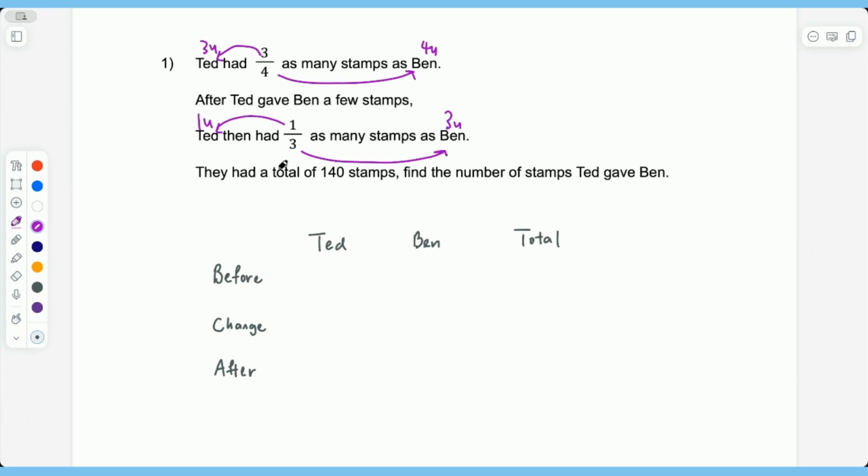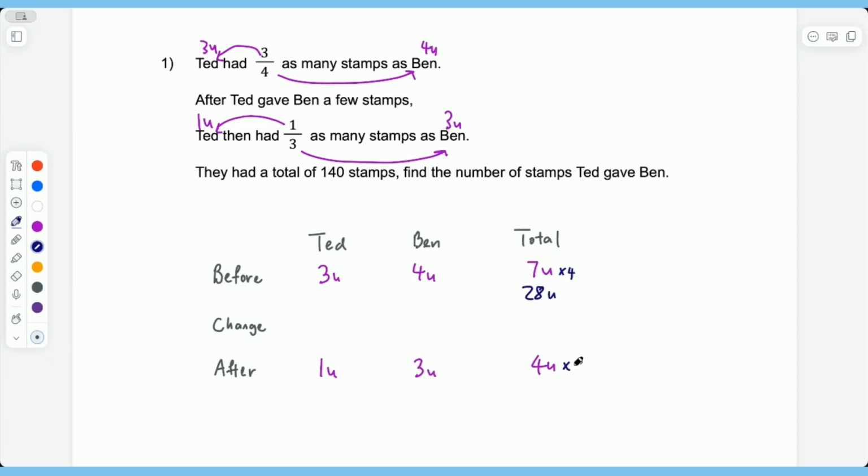Before Ted gave to Ben, before the change, Ted had 3 units and Ben 4 units. The total is 7 units. After Ted gave Ben a few stamps, Ted had 1 unit and Ben 3 units. The total between Ted and Ben will be 4 units. Now, we have to make this 7 units and 4 units the same because the number of stamps between both of them remain unchanged. So we'll take 7 times 4 to become 28 units.